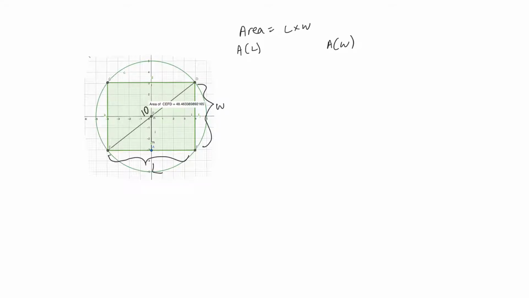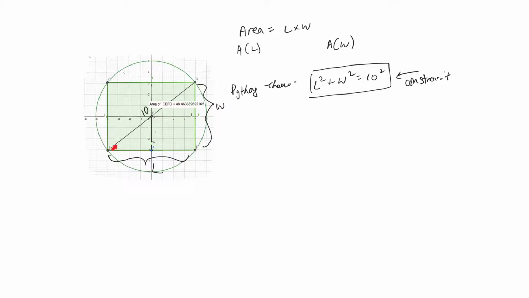The Pythagorean theorem says a squared plus b squared equals c squared. So, putting it on the side, L squared plus W squared equals 10 squared. This is what I call the constraint equation, meaning no matter how you change your rectangle, this relationship will not change, because there's always a right angle triangle inside this rectangle.